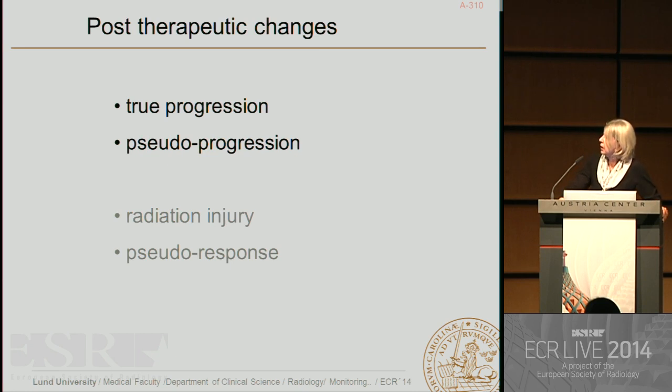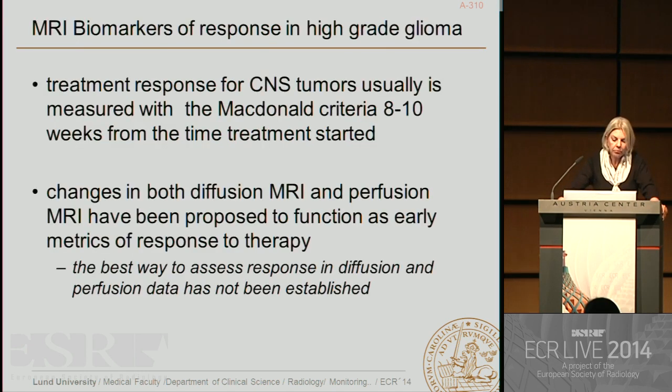So, what are the therapeutic effects, the changes we could see in a patient that had been treated for a brain tumor? Well, we could have true progression, of course, and we can have what we call the pseudo-progression. And depending on if you're using certain kinds of treatments, such as antiangiogenic treatment, like Avastin, you might actually see pseudo-response. And then later in the treatment interval following a patient, there are some patients that will develop radiation injuries or radiation necrosis as damage from the therapy they have gone through.